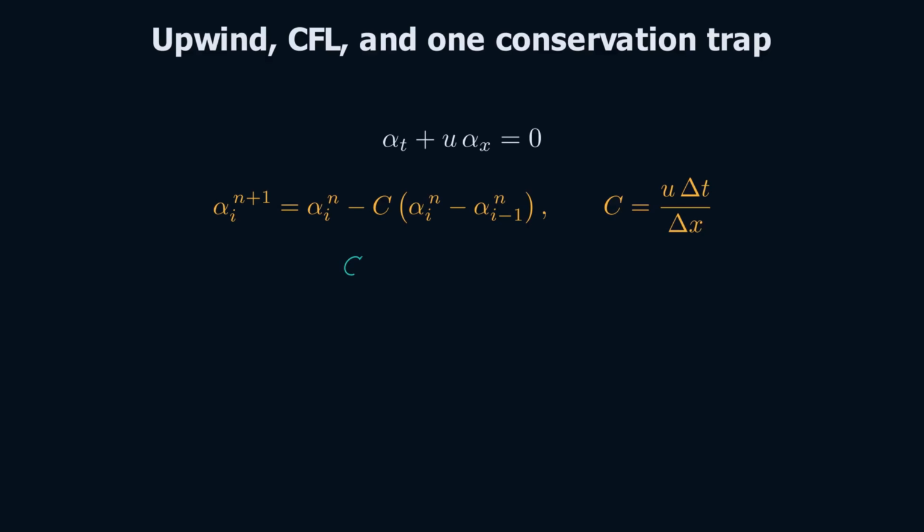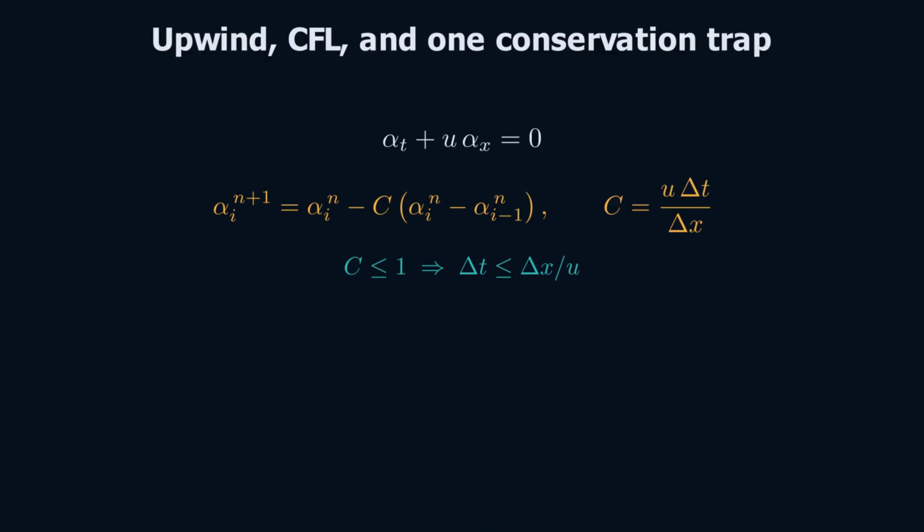And that gives stability a physical meaning. If C exceeds 1, the flow jumps across more than a whole cell in a single step, the scheme loses track of where its information came from, and the solution explodes. Keep C at or below 1, the Courant-Friedrichs-Lewy condition, and upwind is rock solid. We run at C equal to 0.9.